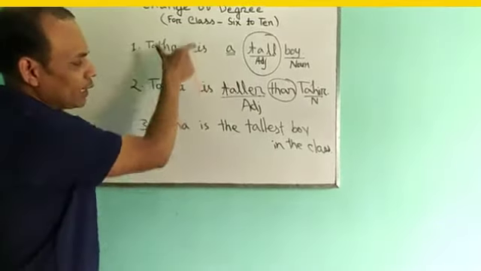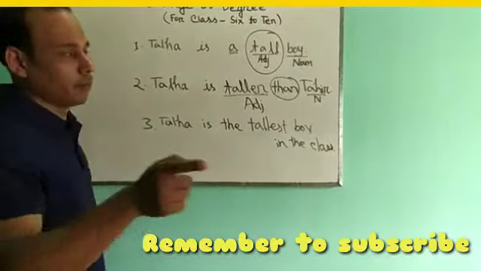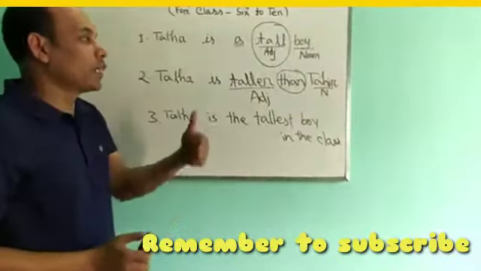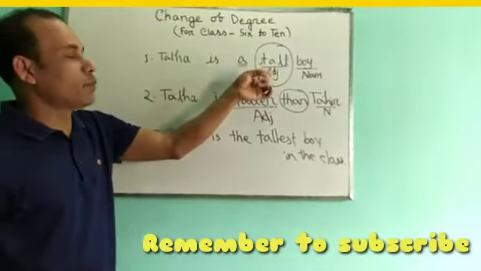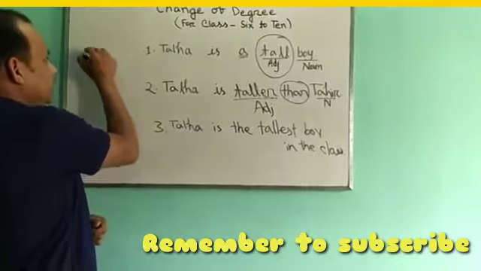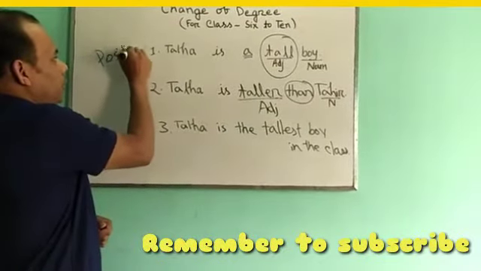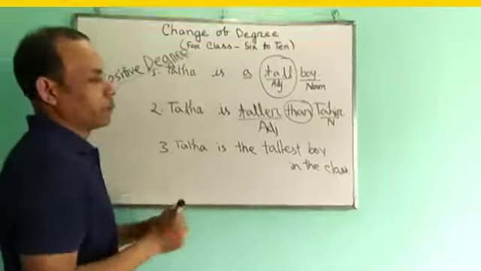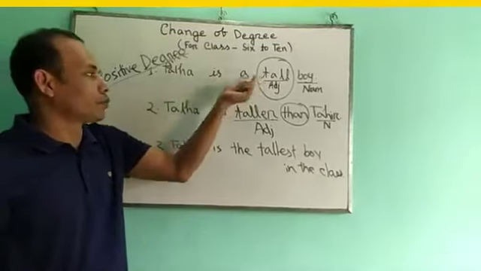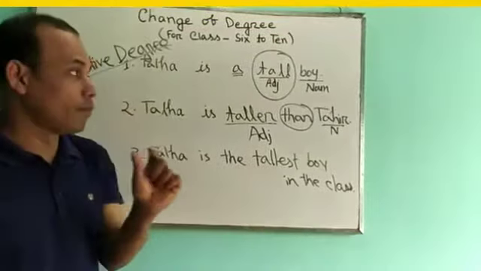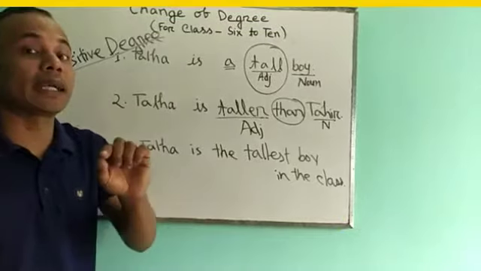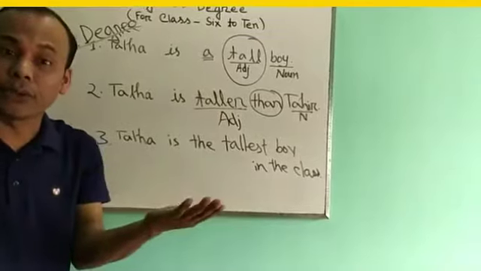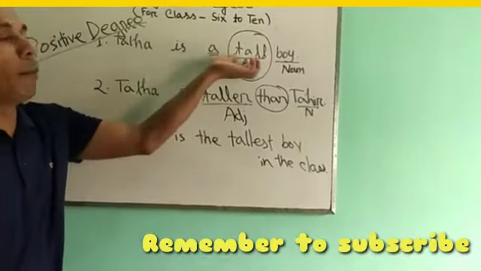So this is the variation of the sentences, variation of the adjective. This sentence modifies only the subject, tall. This is positive degree. When an adjective modifies only the subject, but it is not compared with another person or another thing, it is called the positive degree.